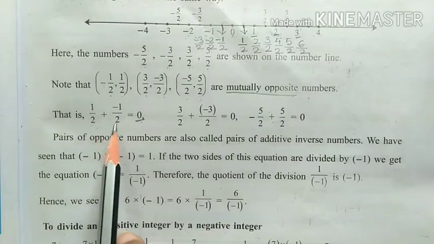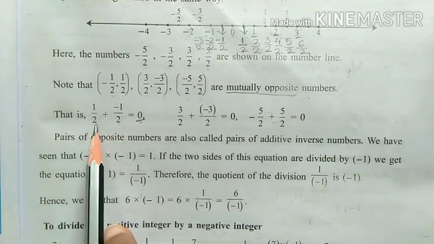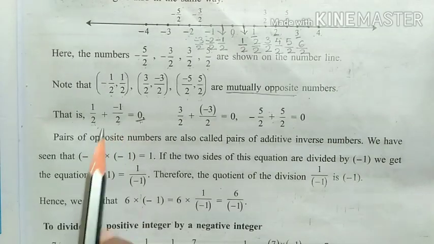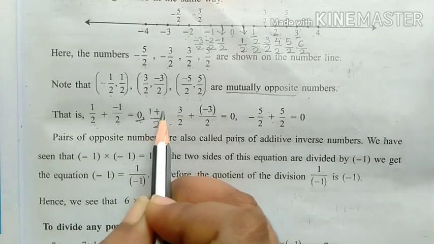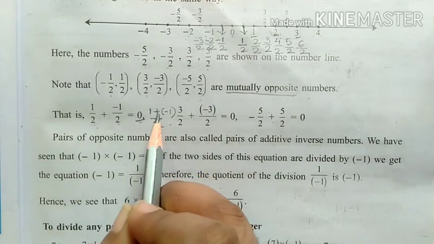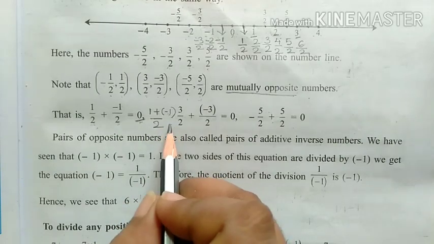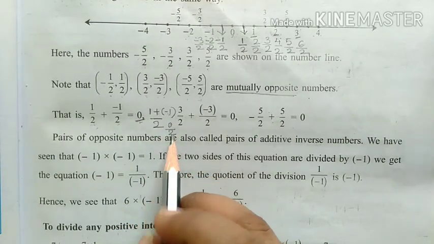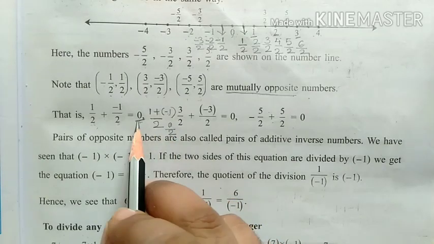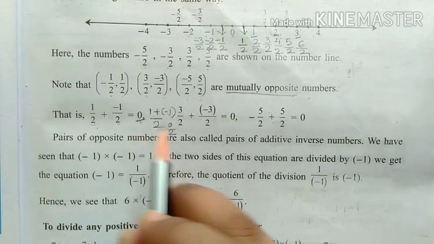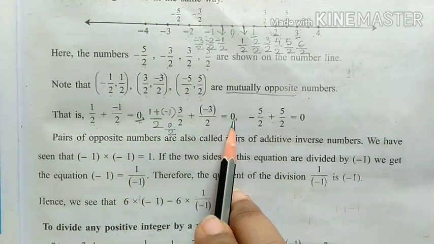When we add mutually opposite numbers, we always get the answer 0. 1 upon 2 plus minus 1 upon 2: 1 plus minus 1, plus minus is minus. So 1 minus 1 is how much? 0. The answer is 0 upon 2. We cannot divide any number by 0, but 0 divided by a number is 0. So when we add opposite numbers, we get the answer 0.